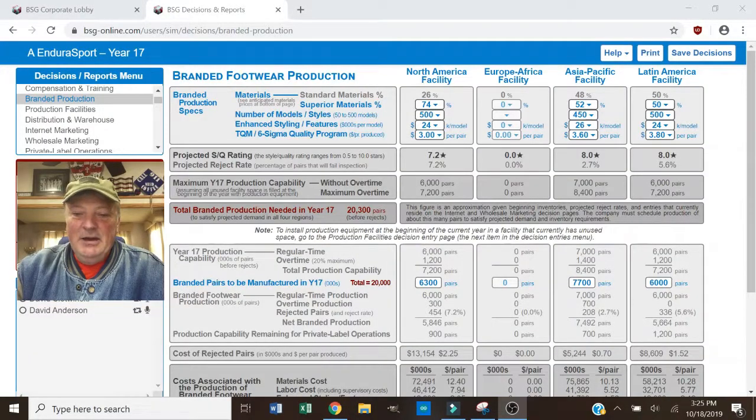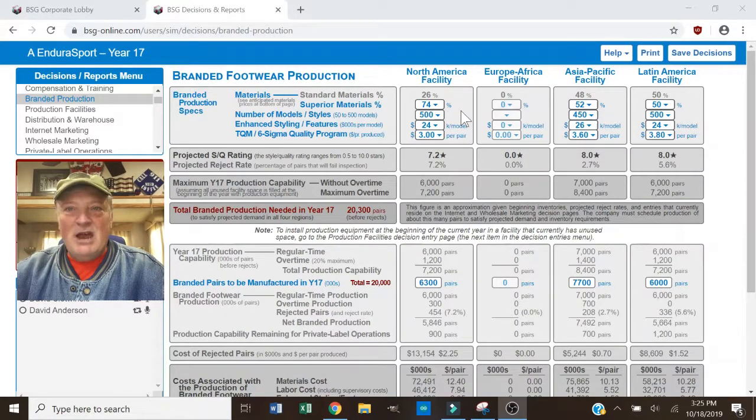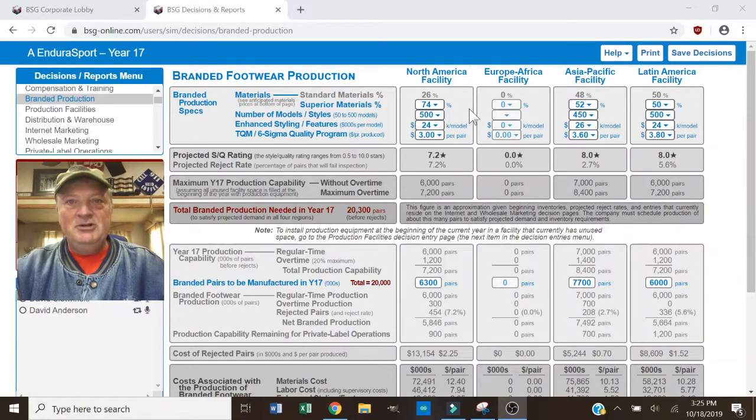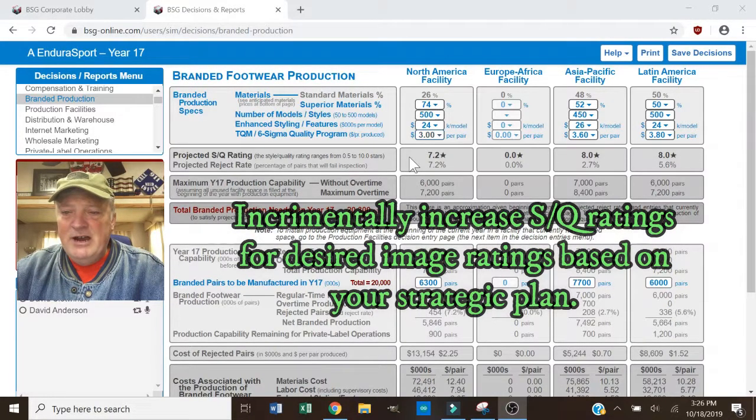So here we are on the branded production decision report menu. Now once again, I have several years under my belt, but this is the strategy that I'm going to give you here. Let's say that you want to pick an SQ rating and you want to get your SQ up as much as you can, depending on the circumstances of your simulation and how other people are doing it. But you want to keep your SQ up because that increases your image rate. So let's say that you want an SQ rating of 6. So here is your SQ rating here.